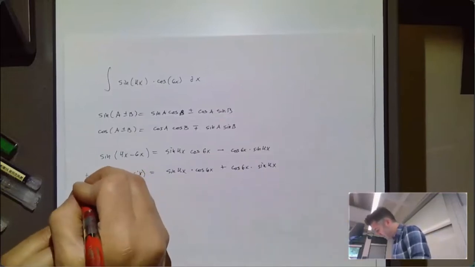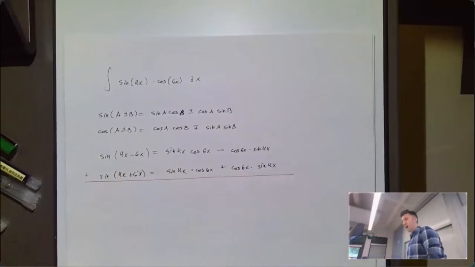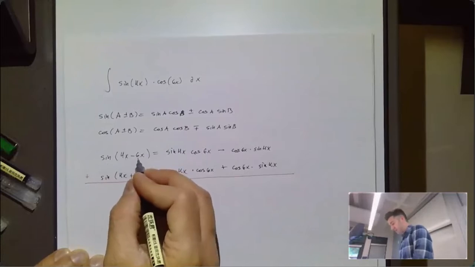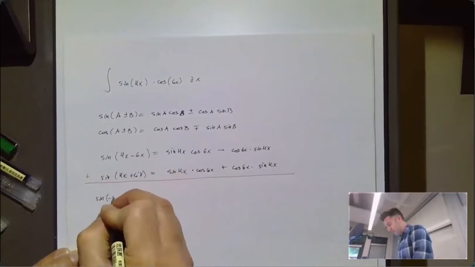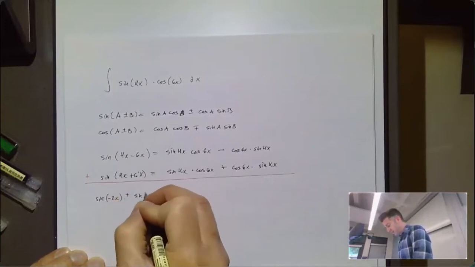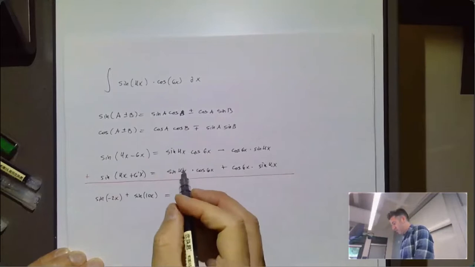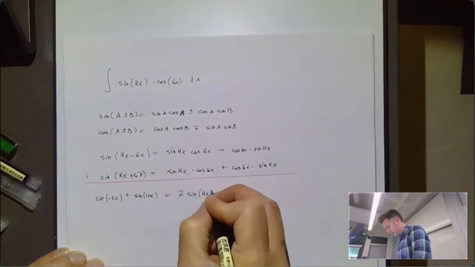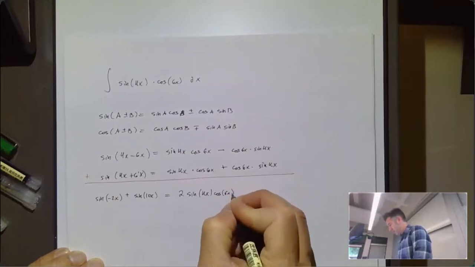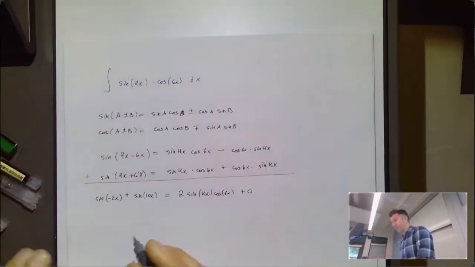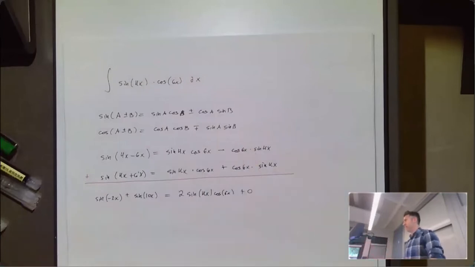And then if you add these together, look what you've got. You've got sine of, well, let's see, sine of 4x minus 6x is sine of negative 2x plus sine of 4x plus 6x is sine of 10x. And it's equal to this plus this, which is 2 sine of 4x cosine of 6x. And this plus this is 0. It's a dumb, like, I don't like this question. You might have noticed I don't like this type of problem.